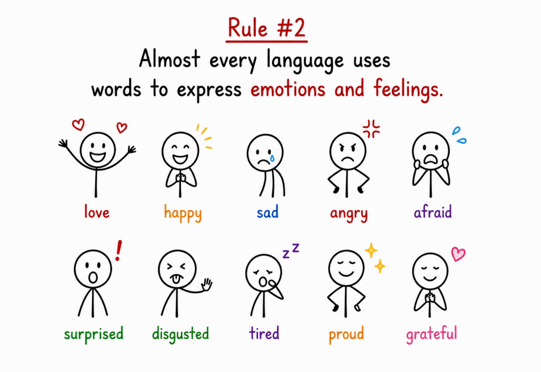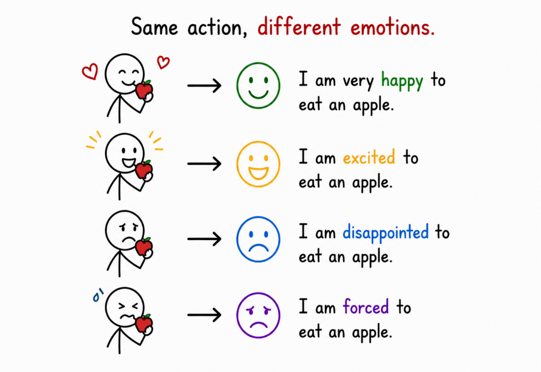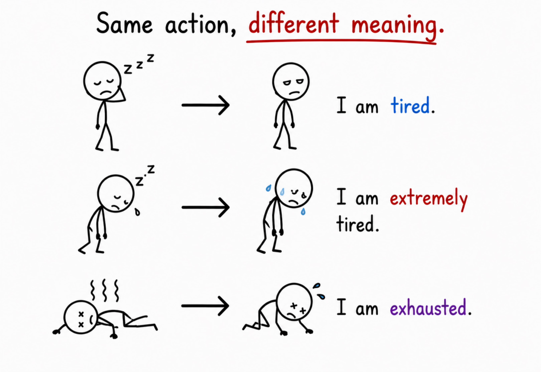The second rule that almost every language follows is the use of words that express emotions and feelings. Imagine I simply say, I eat an apple. You understand the action, but you don't know how I feel about it. Now let's add emotion. I am very happy to eat an apple. I am excited to eat an apple. I am disappointed to eat an apple. I am forced to eat an apple. The action stays the same, but the meaning changes dramatically. The same thing happens in everyday conversations. I am tired. I am extremely tired. I am exhausted. Each sentence gives a more precise picture of what the speaker is feeling.